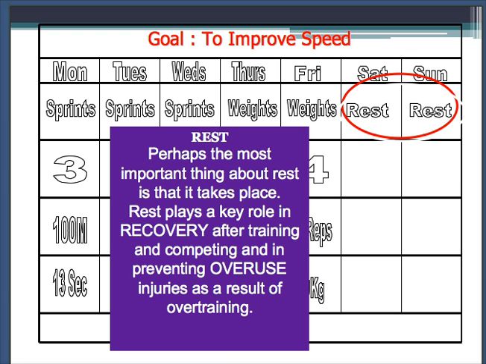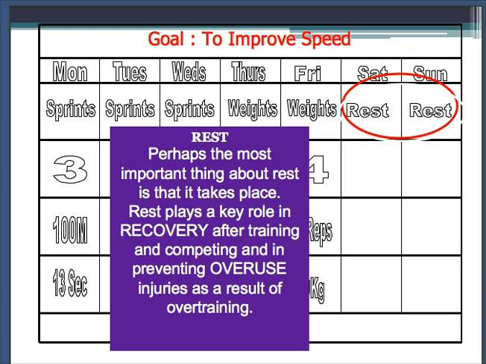Rest is also important. It reduces the risk of injury and it allows for recovery and training adaptations to occur. Basically the definition of rest is allowing your body to adapt. So these are some common principles of training and they can be applied to your methods of training.